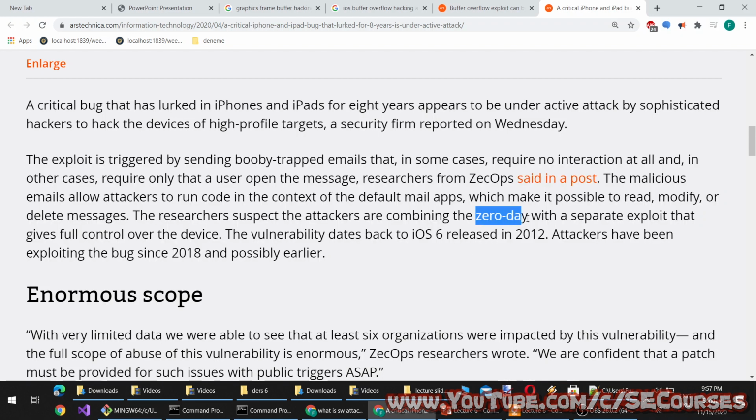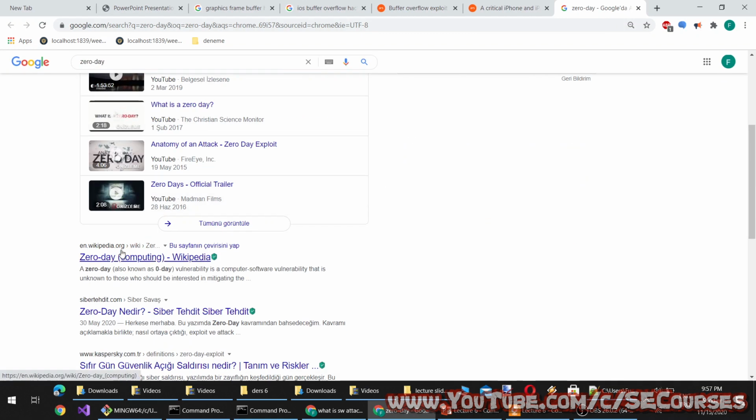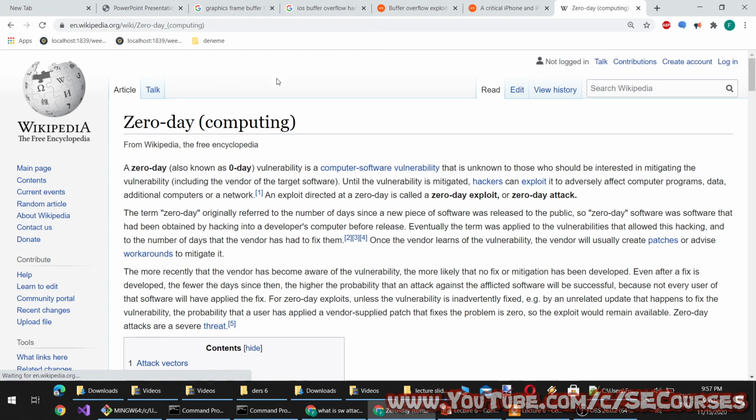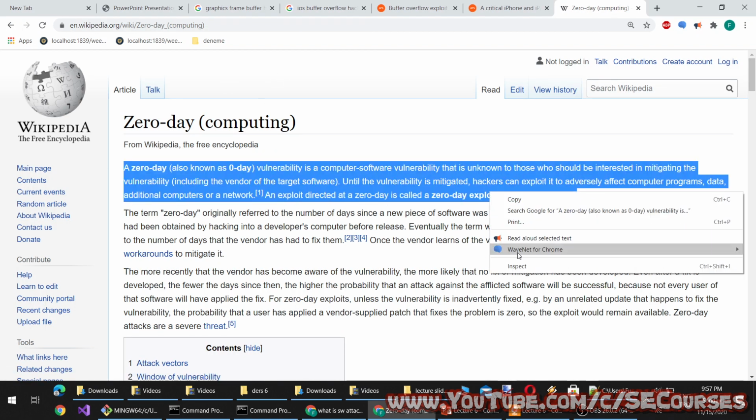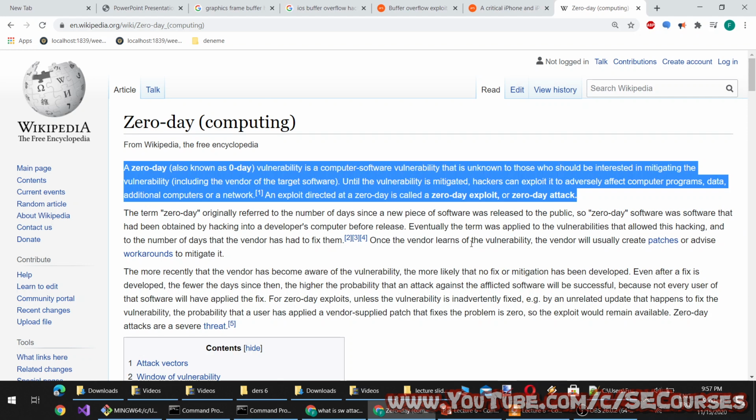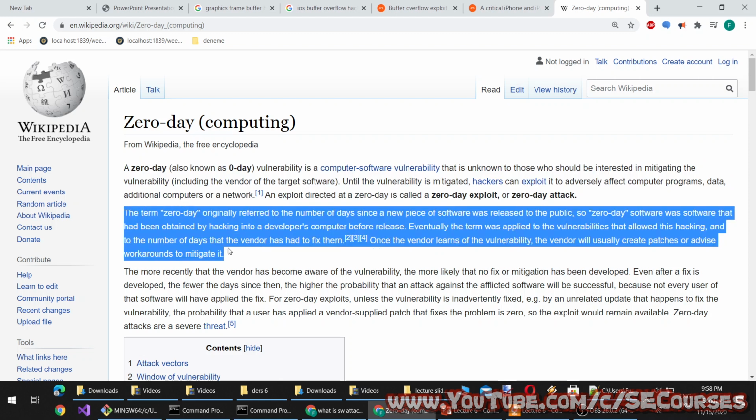So you are wondering what is zero-day. A zero-day vulnerability is a computer software vulnerability that is unknown to those who should be interested in mitigating the vulnerability, including the vendor of the target software. Until the vulnerability is mitigated, hackers can exploit it to adversely affect computer programs, data, additional computers or a network. An exploit directed at a zero-day is called a zero-day exploit, or zero-day attack.